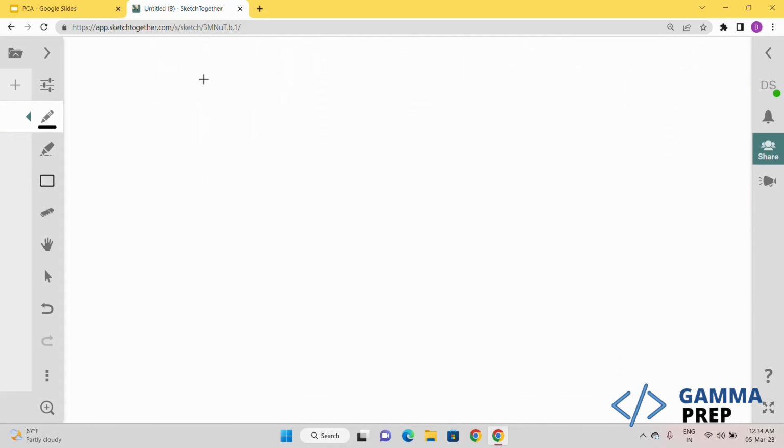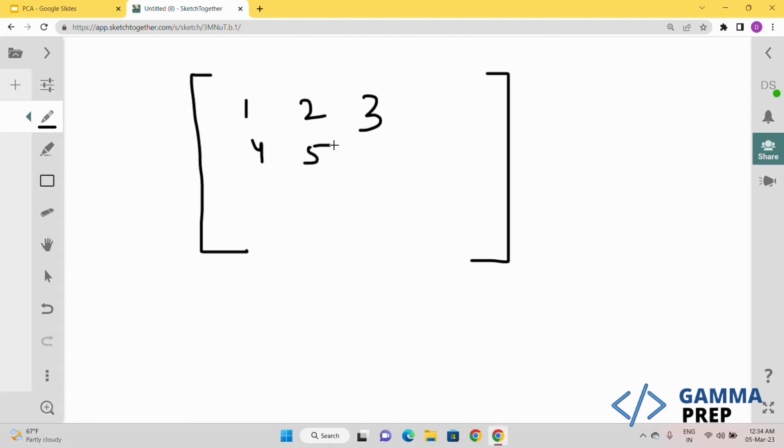Now there's something called a square matrix. So what is a square matrix? A square matrix is the one in which the number of rows and the number of columns are equal. So it's 3 cross 3. The number of rows is equal to the number of columns.